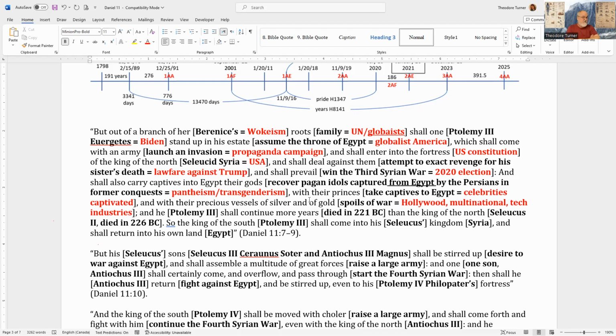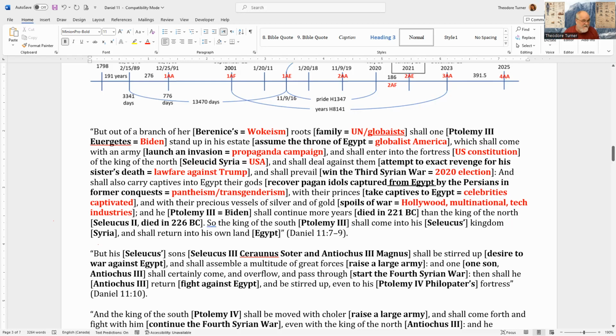Now it says he, Ptolemy the Third, so we're going to put Biden in there. Now I have a hard time believing Biden's still going to be president. Shall continue more years than the king of the north. But the king of the north here, we're not marking as Trump. So even though we mark Biden as a person, we're marking him as one of the kings because he's this brother of wokeism, right?